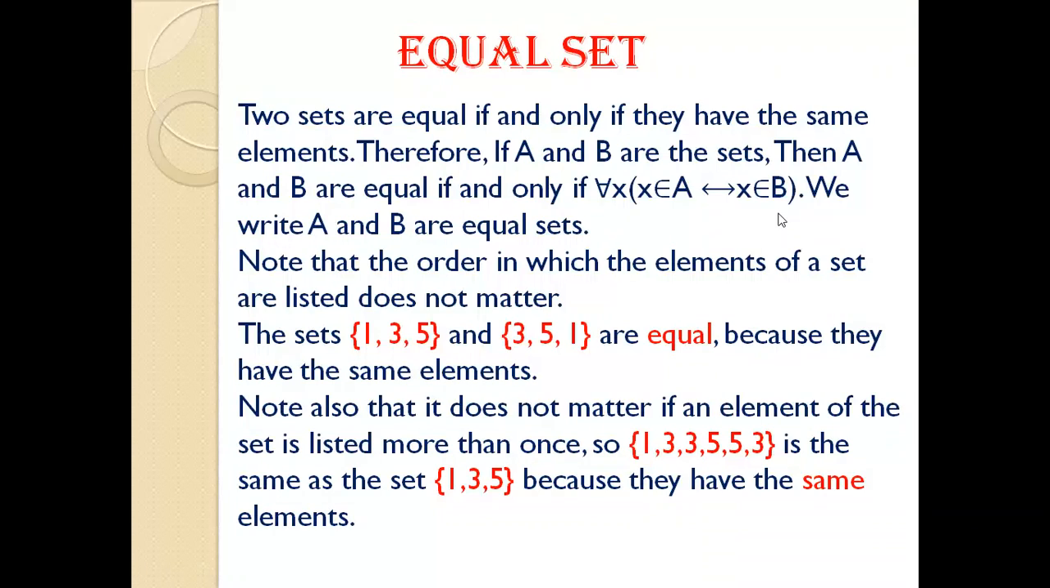Note that the order of elements in the set does not matter, and also note that if an element appears more than one time in a set, like 1, 1, it also does not matter in the condition of equal set. Here we see an example: 1 3 5 and 3 5 1 are equal. Now see 1 3 3 5 5 3 and 1 3 5. Again it is an equal set because according to our condition, repetition is allowed in an equal set.